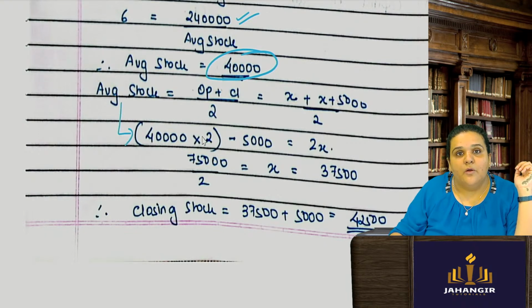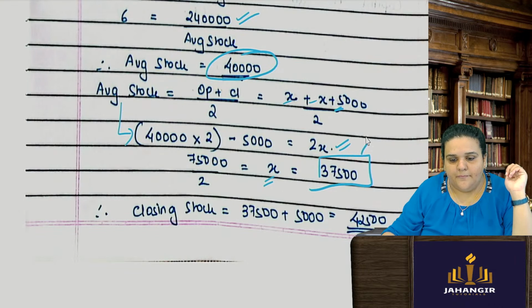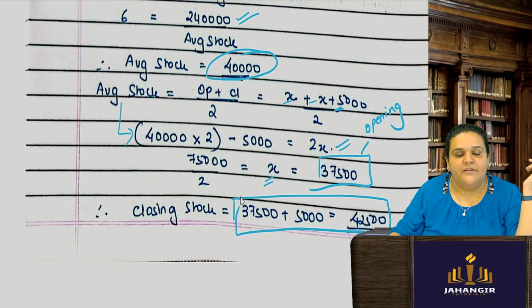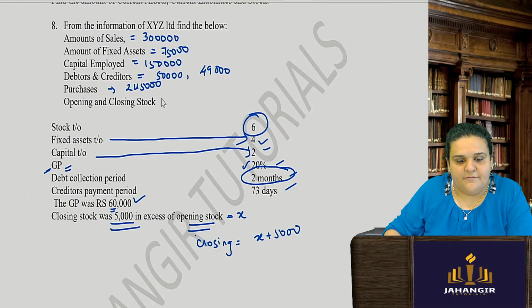So the average stock is 40,000. Average stock into 2 minus 5,000. When you bring this 5,000 to the other side, you will get 2X, since X plus X is 2X. Divide that by 2, you will get X. X will be 37,500. That means my opening stock is 37,500. So my closing will become 37,500 plus 5,000, that will be 42,500. So opening is found, 37,500, and closing is 42,500.